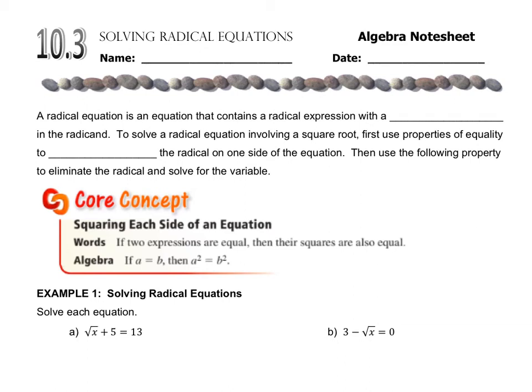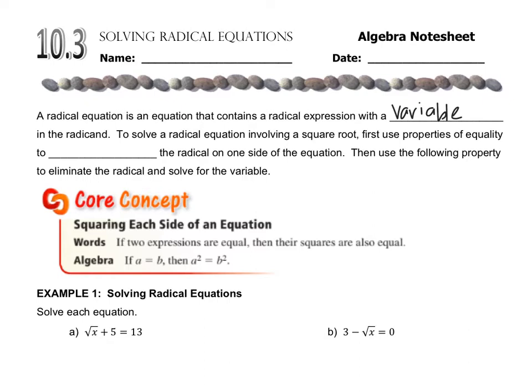In this last lesson of chapter 10, I know this is a really short chapter, we're going to look at radical equations. A radical equation is an equation that contains a radical expression with a variable in the radicand. So we're looking for variables underneath the radical sign.